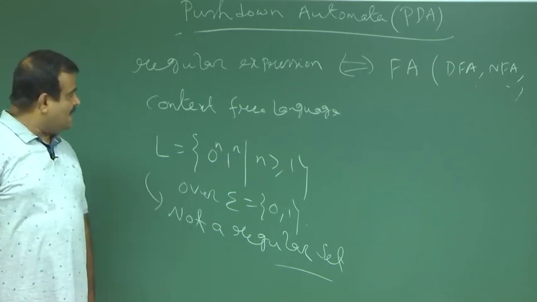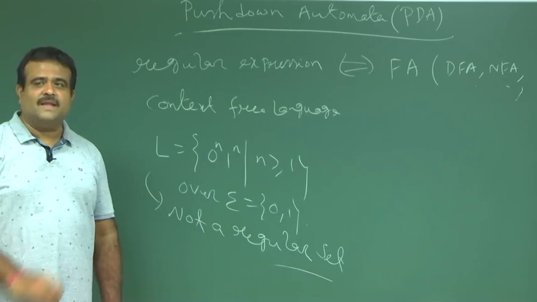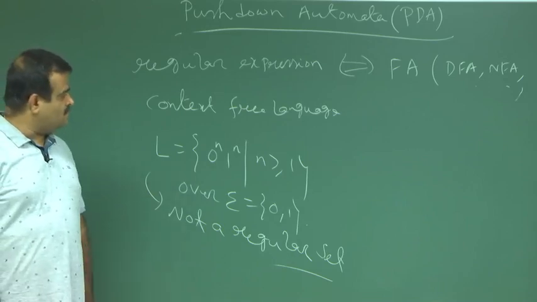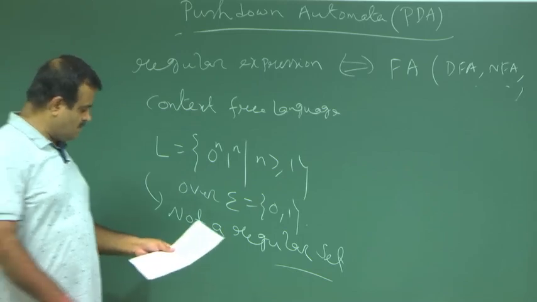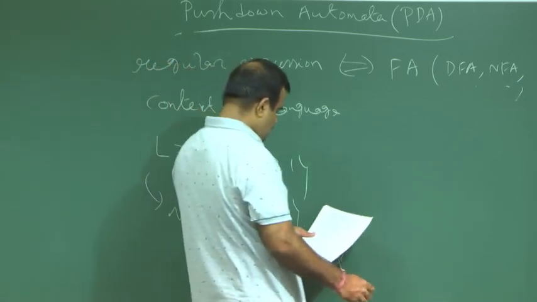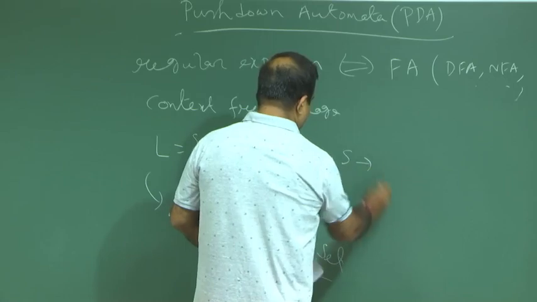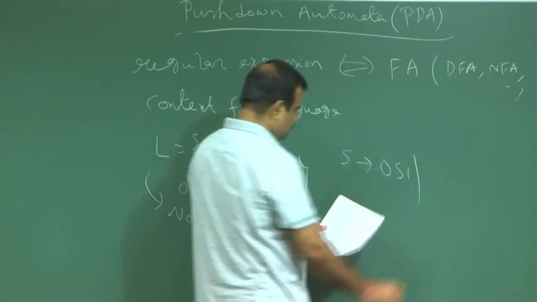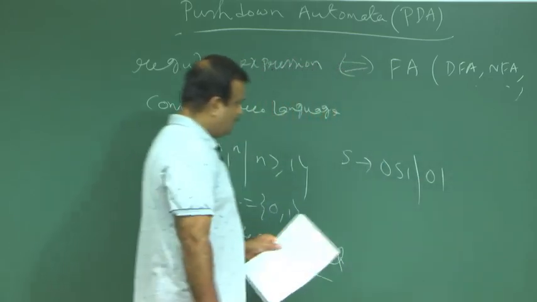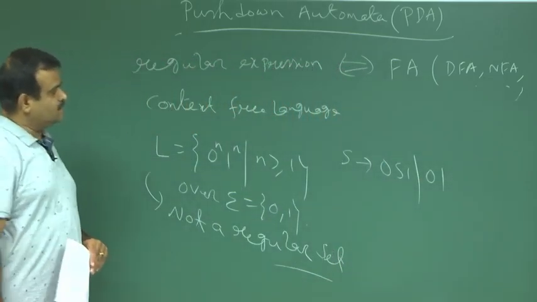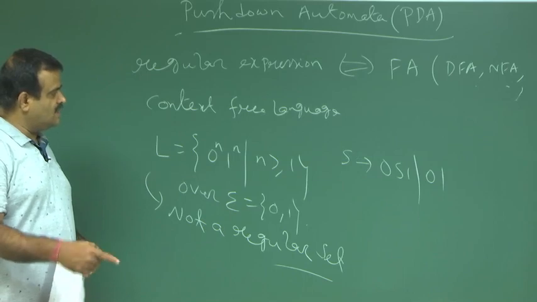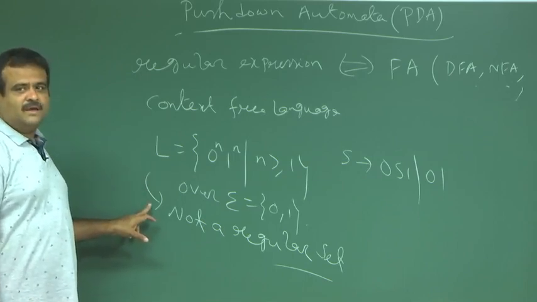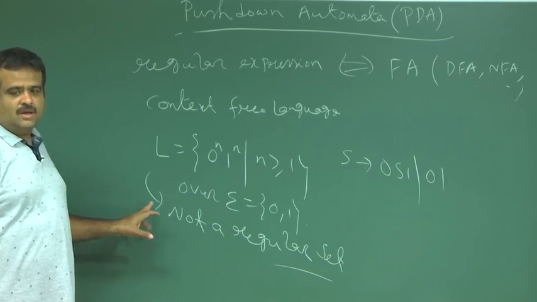But we have seen this language is a context free language, that means we have a context free grammar for this language. That grammar we know, like S goes to 0 S 1 or 0 1, like this. So, this can generate this. So, now the question is why it cannot be accepted by a finite automata.